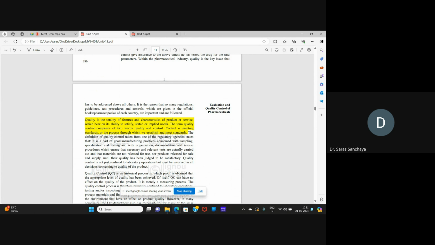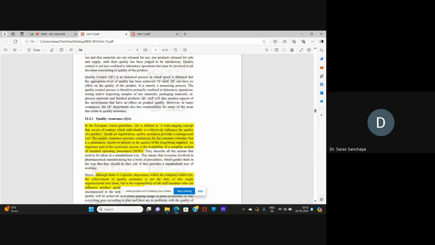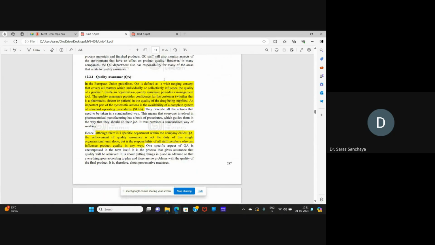The term quality control comprises two words, quality and control. Control is meeting standards, or the processes through which we establish and meet standards. So, quality control. Then we come to the next term, that is quality assurance. In the European Union guidelines, quality assurance is defined as a wide-ranging concept that covers all matters which individually or collectively influence the quality of a product.